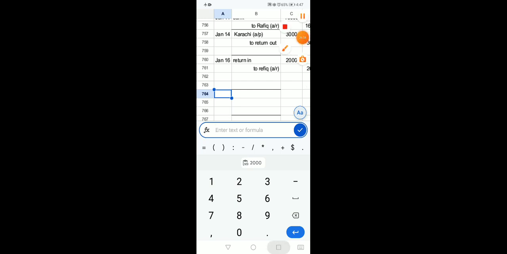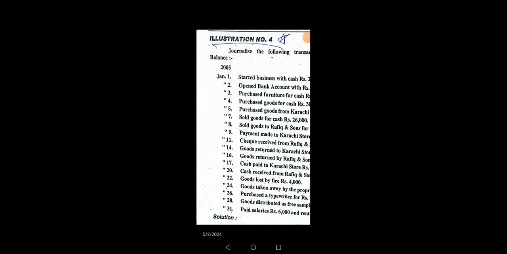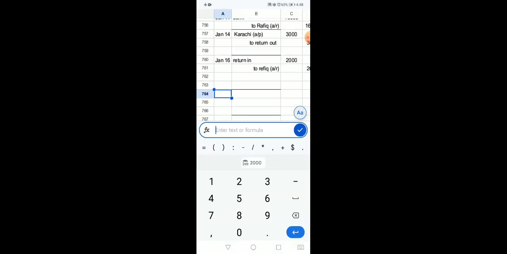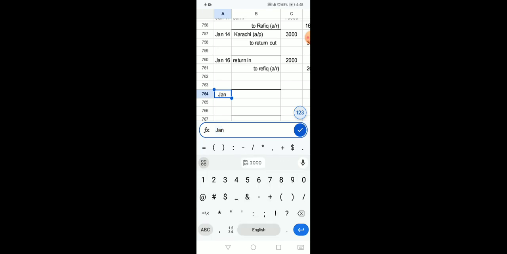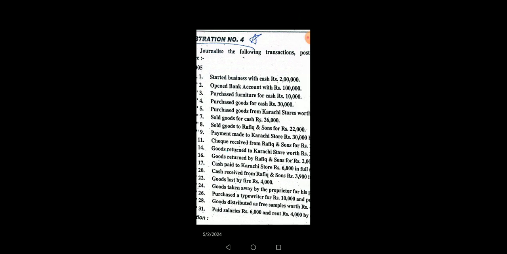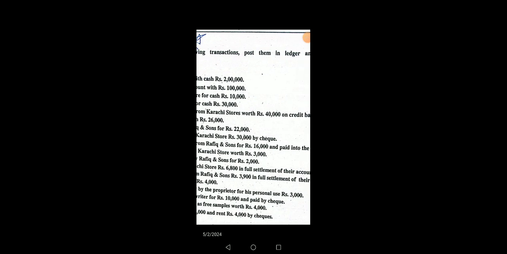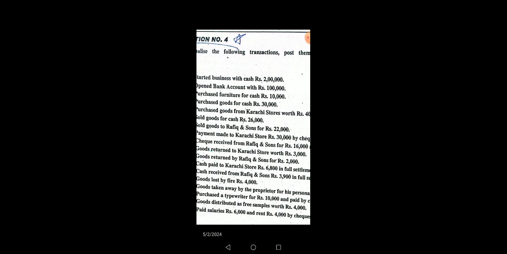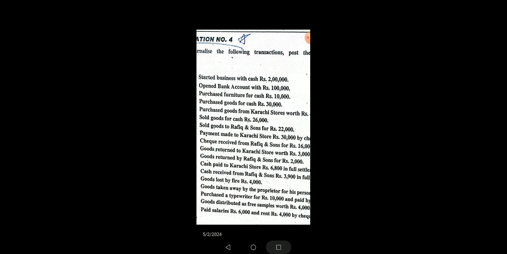Now we will be focusing on the next entry. And what is that? After 16 we have 17. Put the date first. January 17 will be written in the date column. Entry 17 is saying cash paid to Karachi. Cash paid to Karachi 6800 in full settlement of their account. Here, what I was saying, it was very important for you to note down the history. 6800 in full settlement, what are you doing? You are paying cash to Karachi.